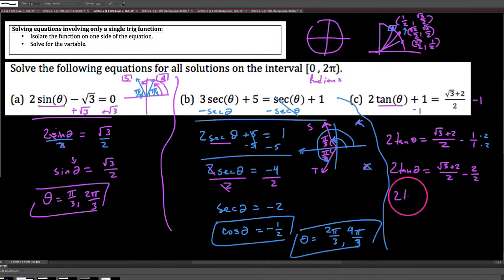And so the nice thing about having a common denominator is now we can combine the stuff on the top. And I don't know if anybody notices yet, but our 2's cancel out. So really we end up with this. So far we have 2 tangent of theta is equal to root 3 over 2.